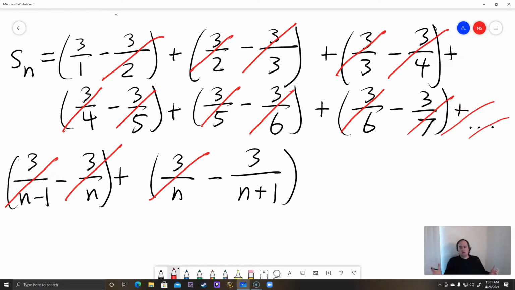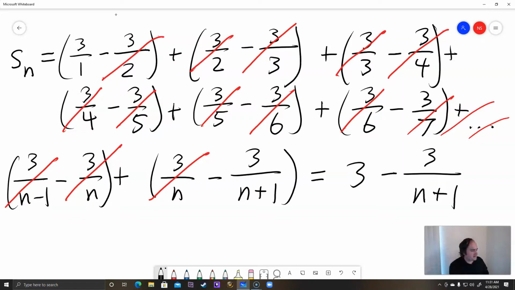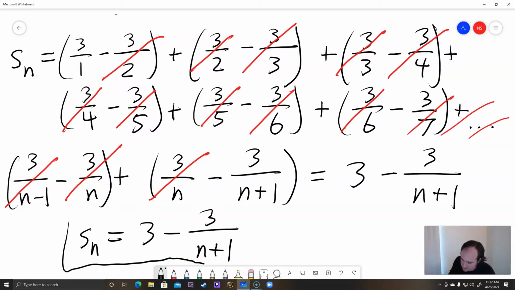So basically, it's all stretched out like a telescope, but all this stuff cancels out, and now we're just zoomed in on, really, only 2 terms left. And what are the 2 terms that are left? Well, we have a 3 over 1, which is 3, and then we have minus 3 over n plus 1, because everything else canceled out. So that's a telescoping series, and what we found there was a formula for the nth partial sum. So s sub n equals 3 minus 3 over n plus 1. I'll box that. That's the formula they were asking for, the nth partial sum.